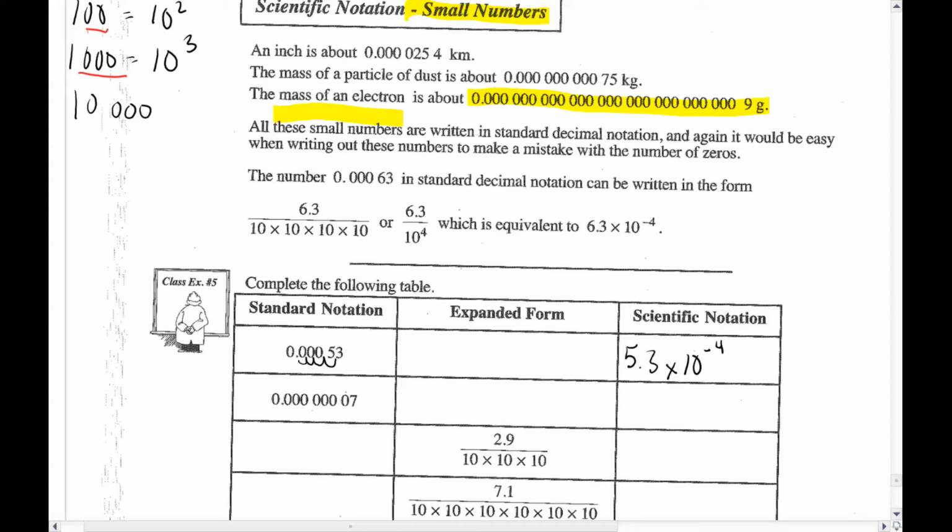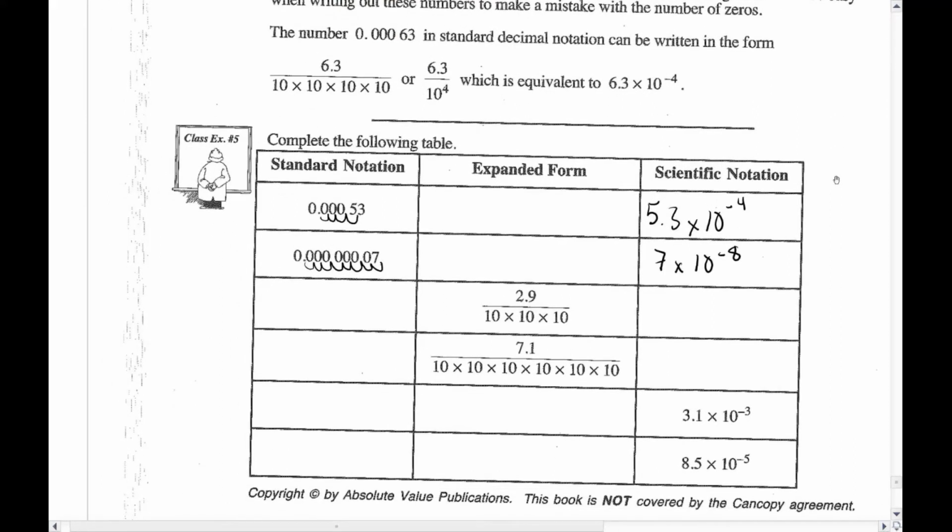Same with the next one. We have 0.0000007. So we want that to be 7. We want the decimal place behind the first digit. In this case, it's the only non-zero digit, so we'll just leave it as 7 multiplied by 10. And now we've got to figure out what that exponent is. So we want to count our jumps here. 1, 2, 3, 4, 5, 6, 7, 8. So it'll be 7 times 10 to the negative 8.